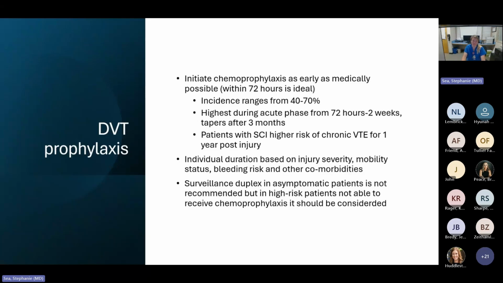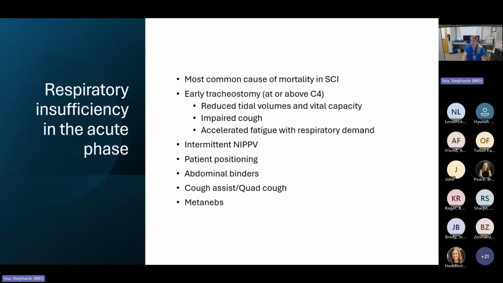Incidence with these is 40 to 70%. So they are real. They do get DVTs, highest obviously during that acute phase, so within the first 3 days to 2 weeks. But they can get chronic VTE for up to a year post-injury. So it's something even in the post rehab phase is always being talked about. Respiratory insufficiency, as you know, especially with high cervical spine, these patients all get respiratory insufficiency.